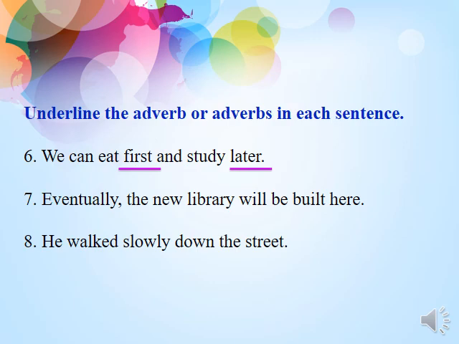Eventually, the new library will be built here. Oh, so we have eventually, which is an adverb of time, of when, and here, which is an adverb of place or where. Number 8, he walked slowly down the street. So how did he walk? Slowly. Where did he walk? Down. So we have two adverbs.